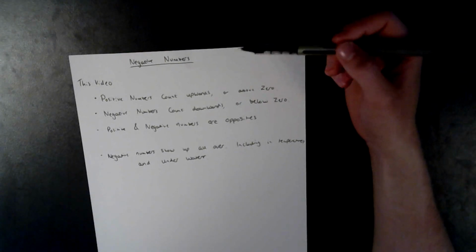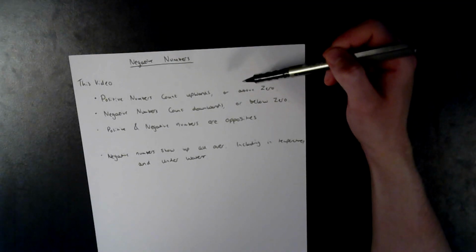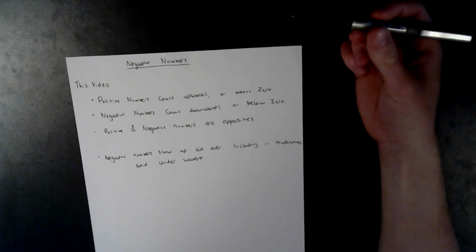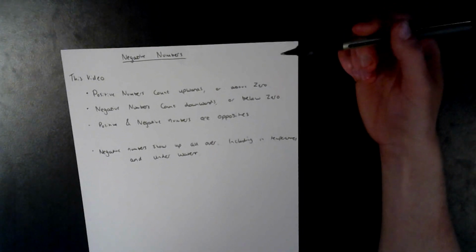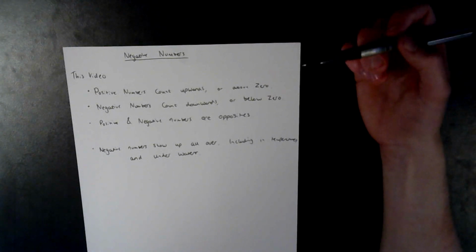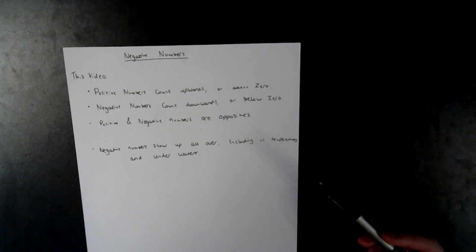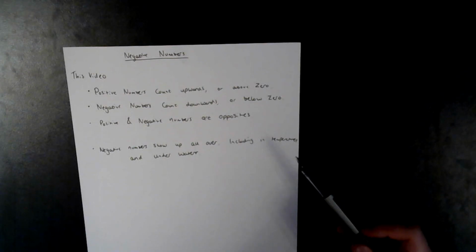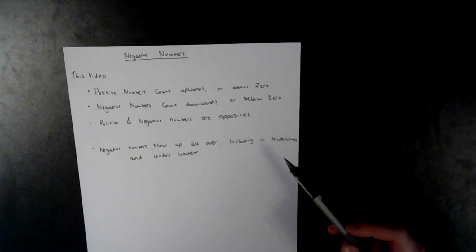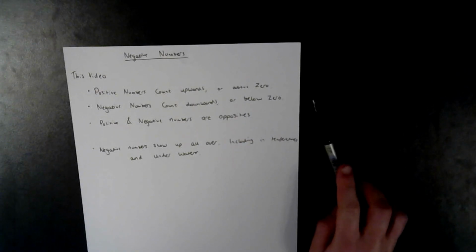So, to sum up, in this video, we've looked at positive numbers, which are the numbers that count upwards above 0. And we've looked at negative numbers, which count downwards or below 0. And we've seen that positive and negative numbers are opposites. Also, we've seen that negative numbers show up everywhere. You know, we've seen they've shown up in temperatures and underwater. So negative numbers are really useful, just in the same way that positive numbers are useful for describing things in the world around us.